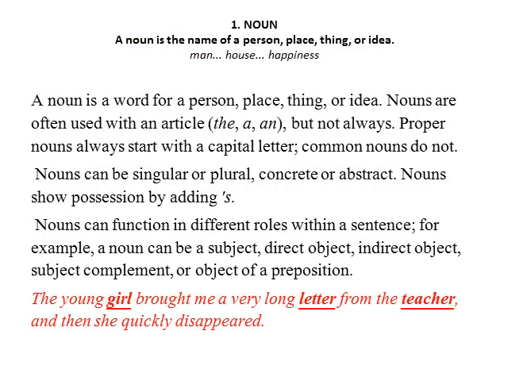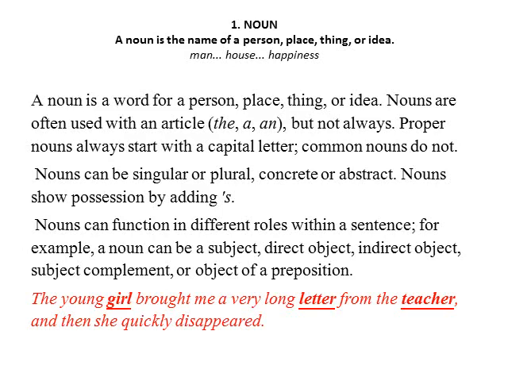First of all, we are going to start with the noun. A noun is the name of a person, place, thing, or idea, as in man, house, happiness. A noun is a word for a person, place, thing, or idea. Nouns are often used with an article, the, a, or an, but not always.